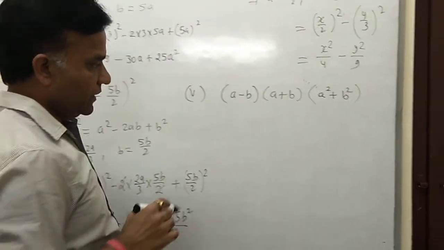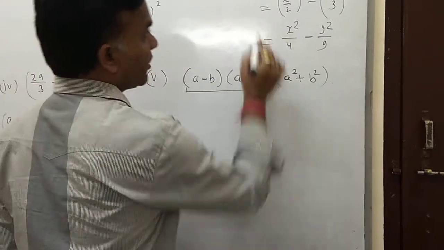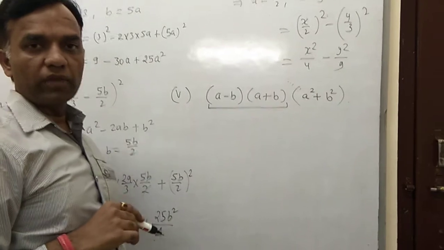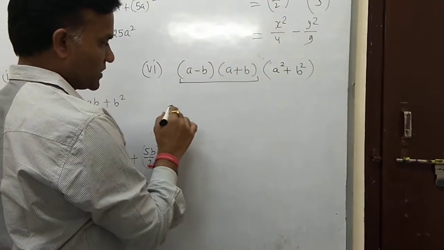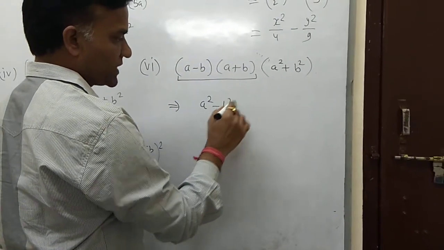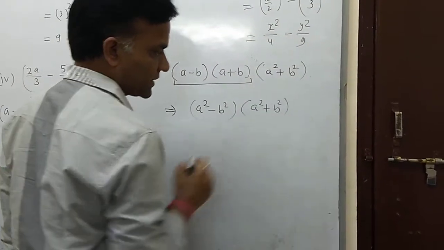Basically, if we simplify these brackets, we know this identity again, because previously we used the identity (a + b)(a − b). We know that is a² − b². So you use the concept (a − b)(a + b), then you have a² − b², and the third bracket you can put as it is.